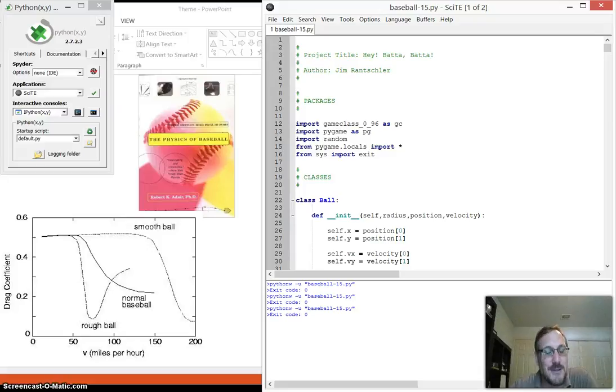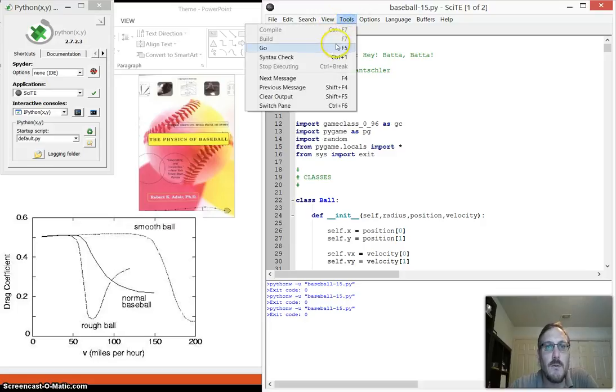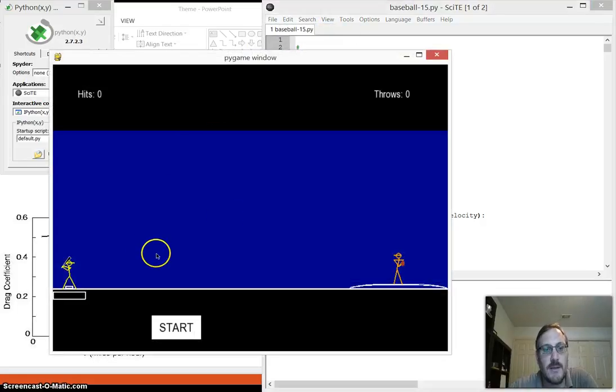How's it going? I'm still working on this baseball game for my video game physics class. Right now we're at a fairly good point, where we can just look at this and see that I have both players: the pitcher who's going to pitch the ball randomly when I press start, and the batter who's going to respond to my key presses. And we've animated both of them.